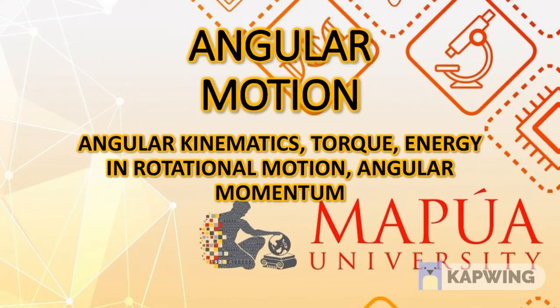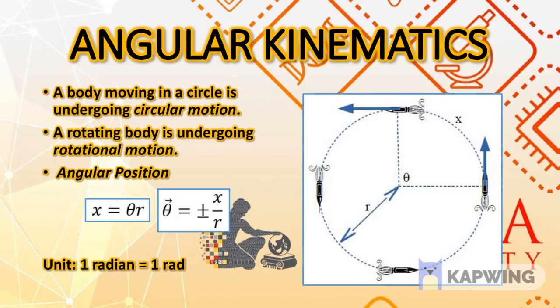Angular motion, in which we cover angular kinematics, torque, energy in rotational motion, and angular momentum. In this particular video, we focus on angular kinematics. A body moving in a circle is considered to be undergoing circular motion, whereas a rotating body or a spinning object is undergoing rotational motion.